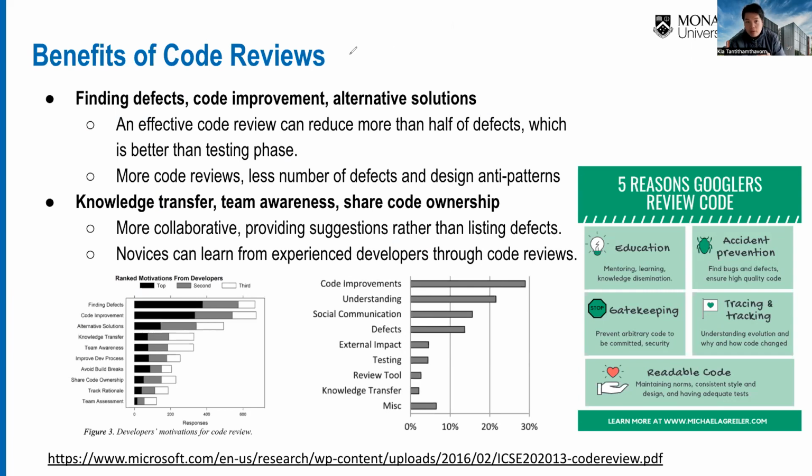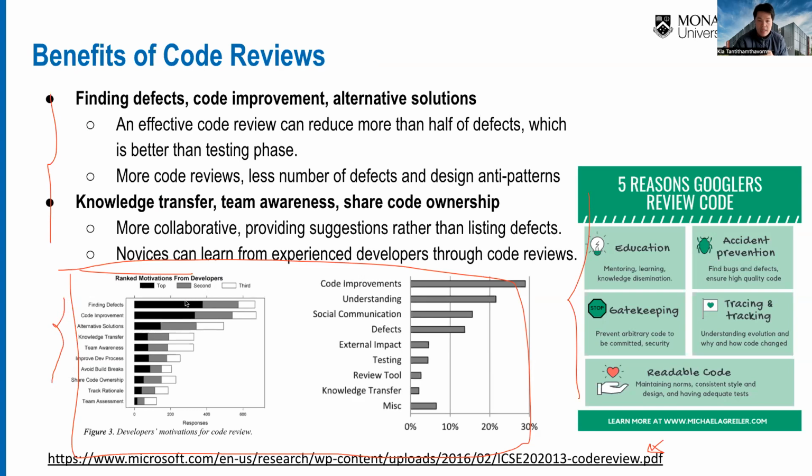I already talked about the benefits here and here, but I would just mention this figure a little bit. Basically, this paper, you can read later as well if you are interested. They conducted a survey study with several hundred or thousand Microsoft developers to ask their perception: what are the motivations, why they conduct the code review, what are the challenges behind the code review process. And these are the results that they found, okay? What are the top, second and third motivations for conducting code review?